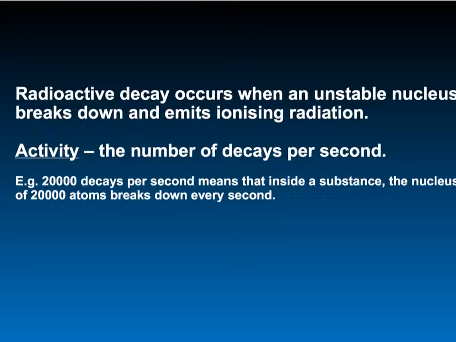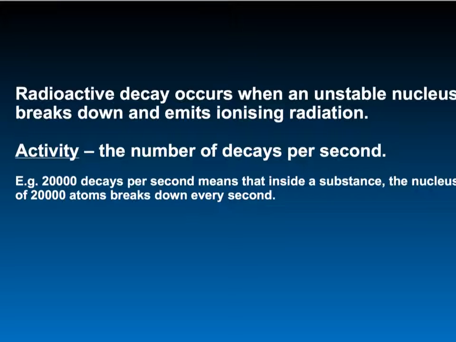Thankfully, the nuclei found in most atoms are perfectly stable. However, the nucleus in a small number of atoms is unstable, and radioactive decay occurs when this nucleus breaks down and emits one of the 3 types of ionizing radiation.